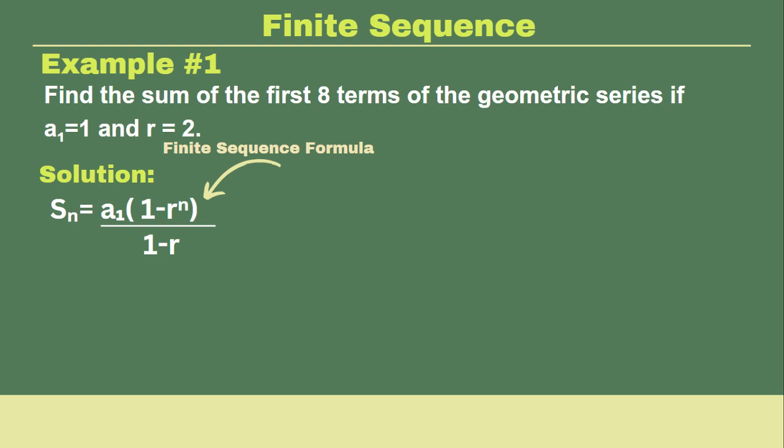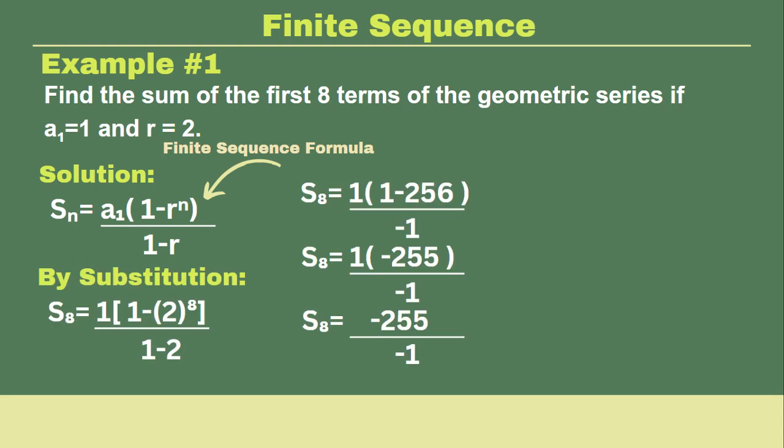Now, as we can read in the problem, we are going to find the first 8 terms of the geometric sequence, so the n is given, or n represents the 8 terms in the problem. S sub 8 is equal to 1 multiplied by 1 minus 2 raised to the power of 8 over 1 minus 2. Next, S sub 8 is now equal to 1 multiplied by 1 minus 256 over negative 1. Next, S sub 8 is equal to 1 multiplied by negative 255 over negative 1.